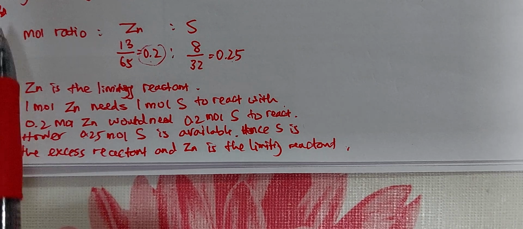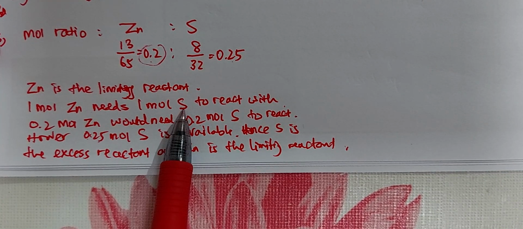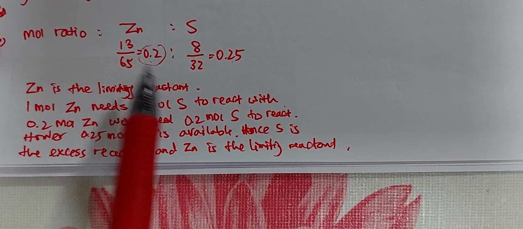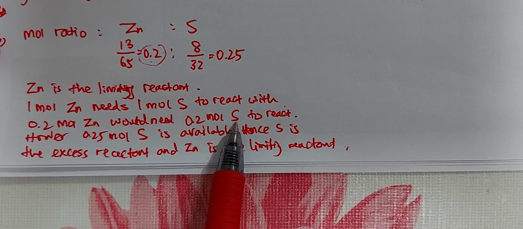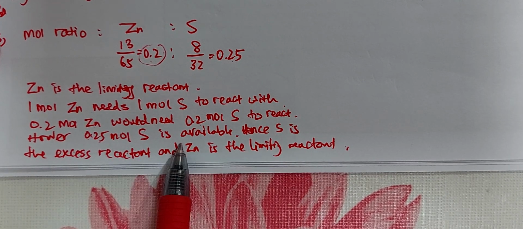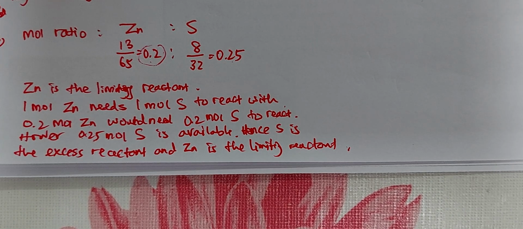Always start off with the balanced chemical equation. 1 mole zinc needs 1 mole sulfur to react. Okay, 1 mole, 1 mole. And now you have 0.2 mole zinc, right? It would need 0.2 mole sulfur to react, but I have 0.25. So what you have is more than what you need, which means sulfur is the excess reactant. If sulfur is the excess reactant, zinc is the limiting reactant.